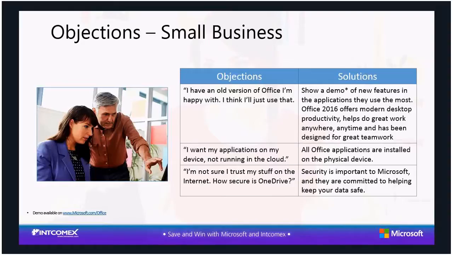One of the objections that I hear with the small businesses is that I have an old version of Office that I'm happy with, and I'll just use that. In this case, I would show a demo to the customers with the new features that we have, especially modern productivity and working anytime, anywhere, co-authoring, for example, and how does it work?